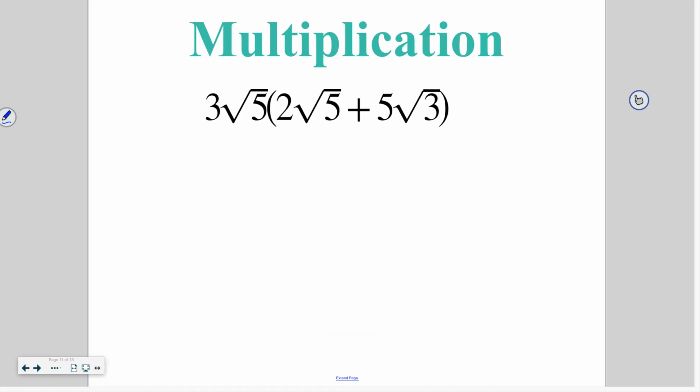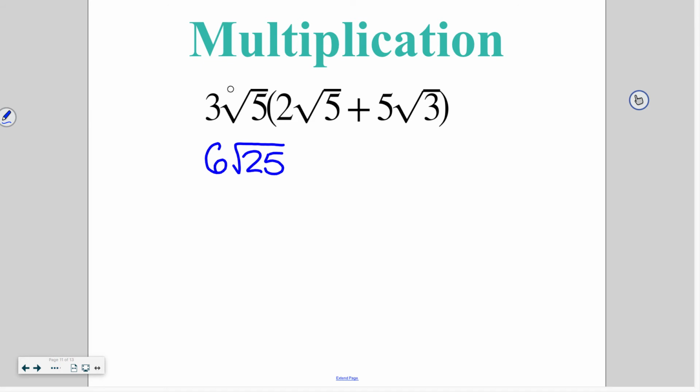Next thing we're going to look at is the distributive property here. So we've got something on the outside and then 2 pieces inside parentheses. The same rules apply. You're going to do 3 times 2, which is going to give me 6. Square root of 5 times square root of 5 is the square root of 25.